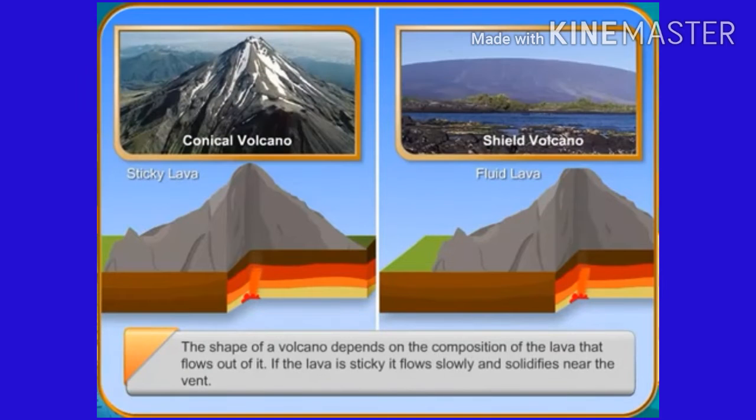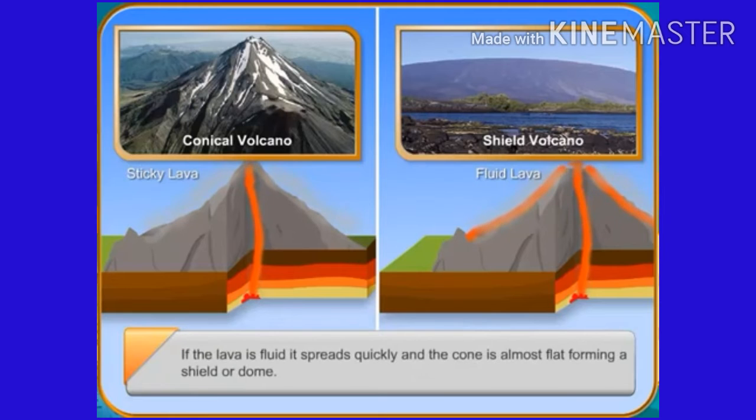The shape of the volcano depends on the composition of the lava that flows out of it. If the lava is sticky, it flows slowly and solidifies near the vent. If the lava is fluid, it spreads quickly and the cone is almost flat, forming a shield or dome.